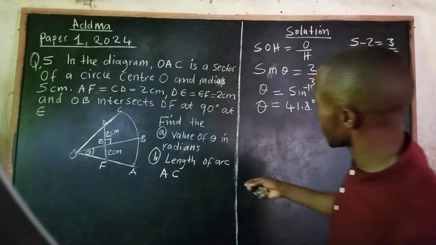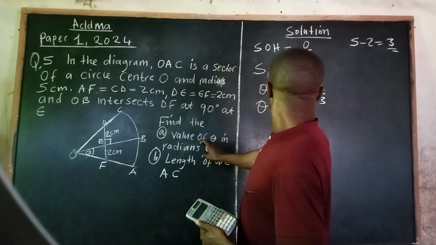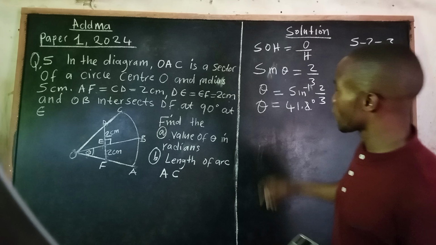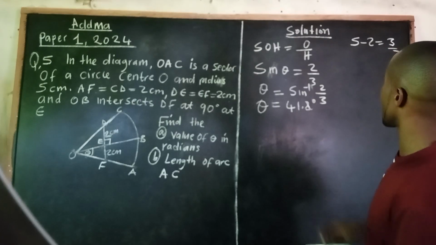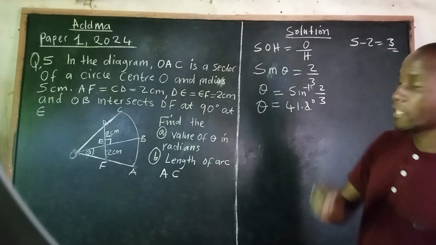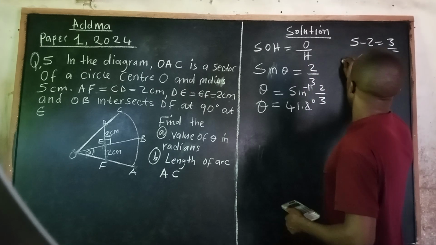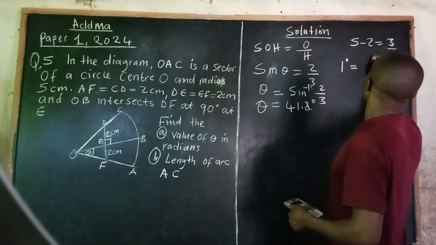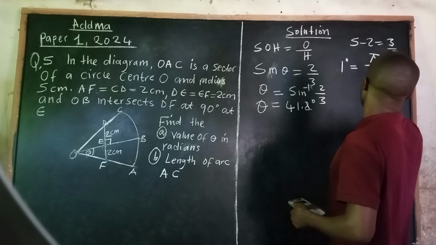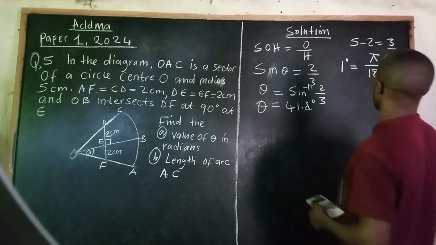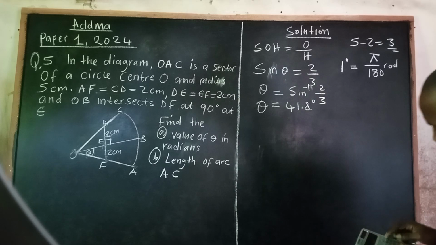Now remember, the question said you have to write theta in what? In radians. So let us now convert this into radians. Okay, so 1 degree is equal to pi over 180 rad. So now let us convert.